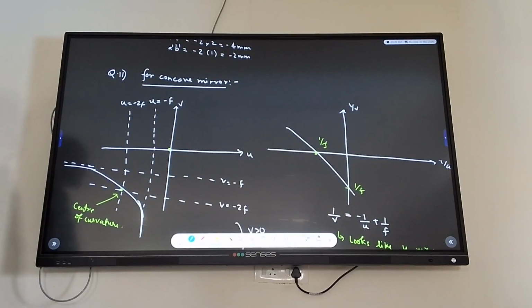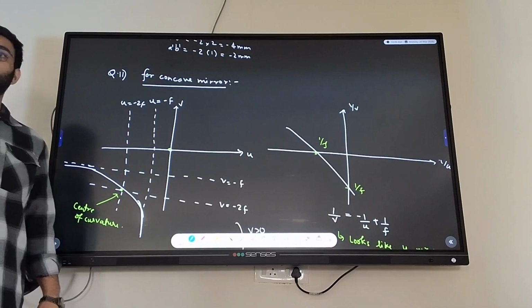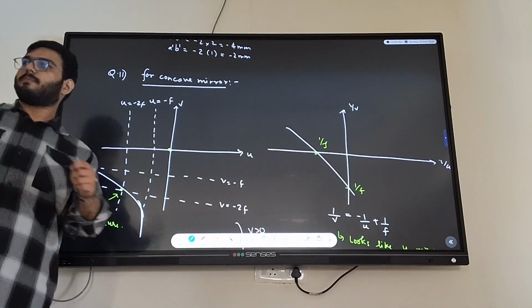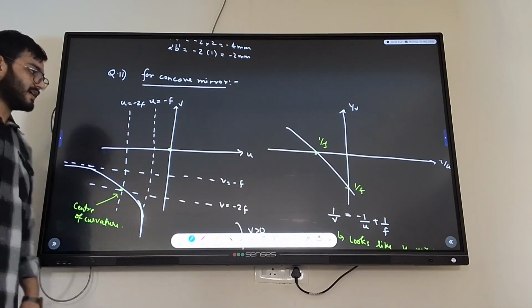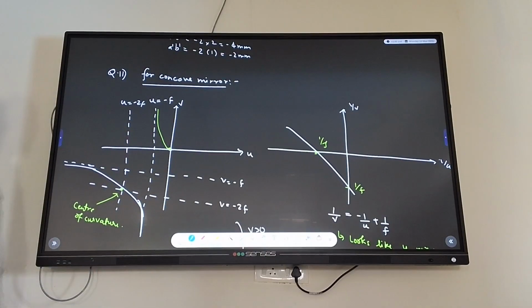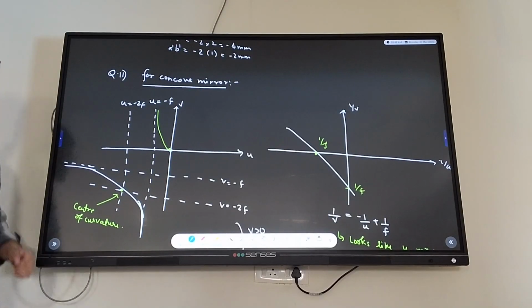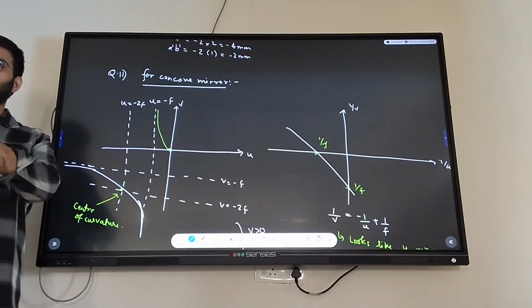As you put your object towards the focus, where is your image formed? Infinity. But this time, negative or positive infinity? Positive infinity. Your image is formed behind the mirror. It's like this, and this is my graph. This is how the graph should have been. Do you understand? I discussed 4 cases here.